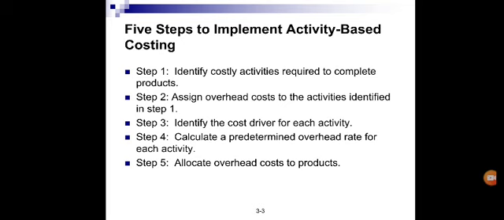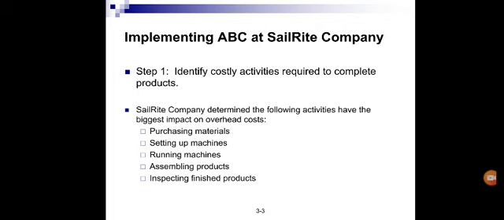Okay, after you have identified the cost driver, you do step 4, which is to calculate the predetermined overhead rate for each activity. And then you do number 5, allocate overhead costs to the product. Okay, so I think there is an example here. Okay, so this is an example.